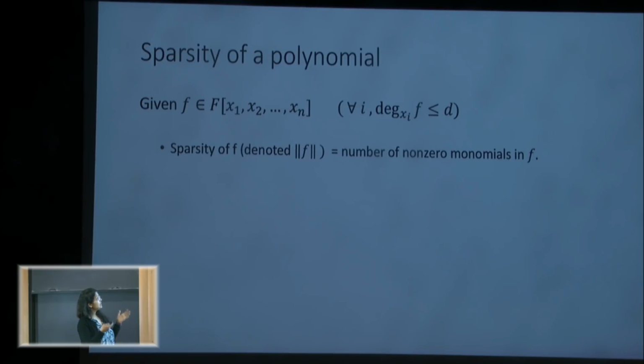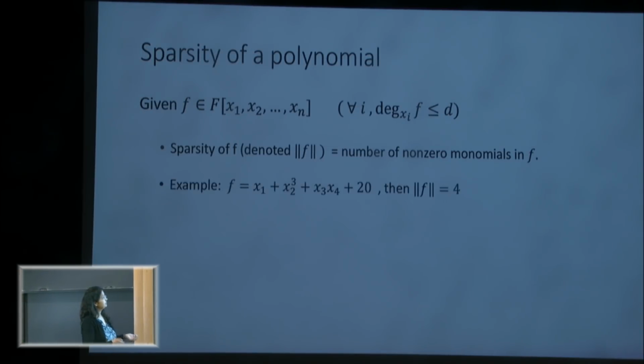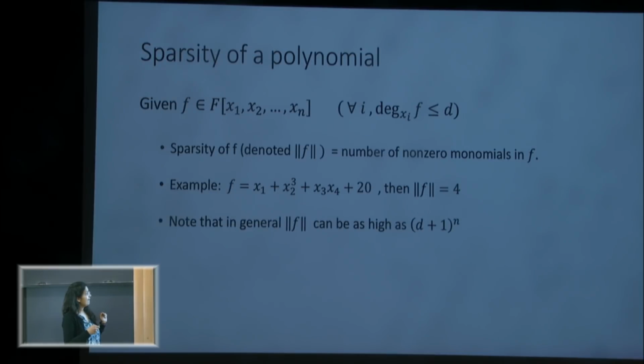And I say the polynomial is a sparse polynomial if it has, the sparsity is the number of monomials in it, the number of monomials with non-zero coefficients. So it's sparse if it has only maybe polynomially many monomials, so not too many monomials. So here's an example of a polynomial with sparsity 4. And in general, the sparsity can be exponentially large. So if the individual degree is d, the max monomials is d plus 1 to the n. So in general, it could be very large, but we'll focus on sparse polynomials.